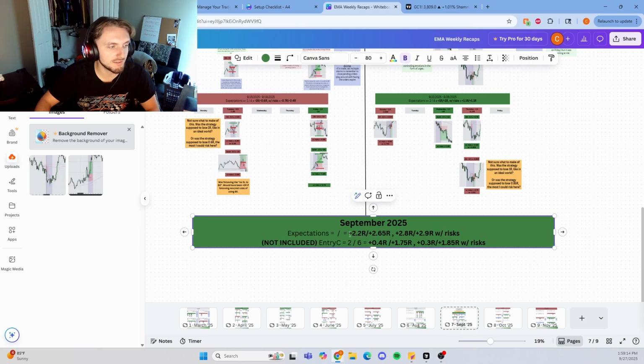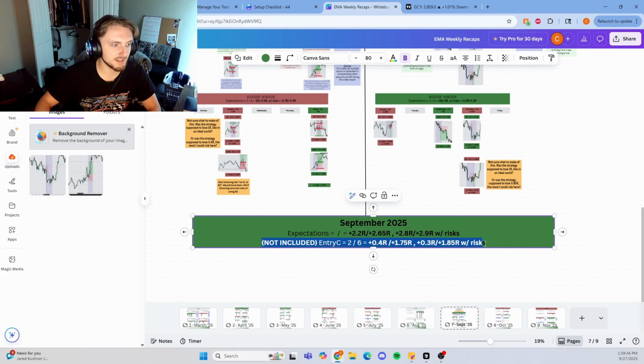So again, the left side here is with no contract limitations. This is no contract limitations with a dynamic risk system. This is the results with the contract limitation. You actually would have made more this month. And this is using the dynamic risk system with the contract limitation.